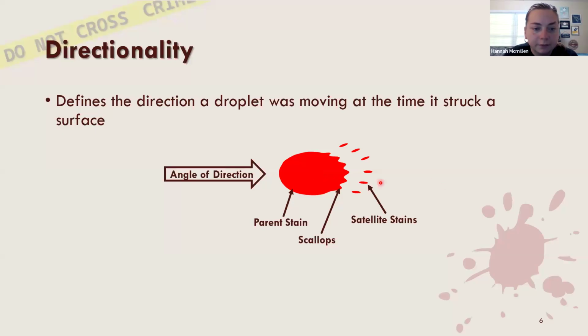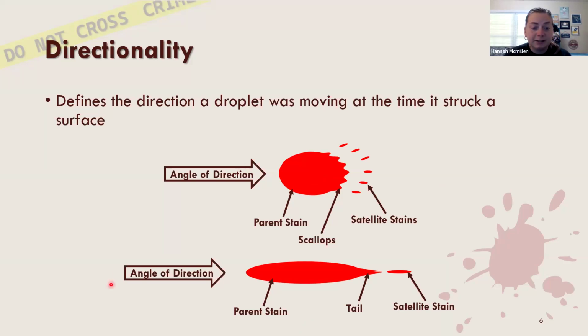So then you can trace back the satellite stains to say, okay, this was all coming from this direction here. Okay. So then looking at a more elliptical stain, it's the same idea. We have our parent stain, and rather than having a bunch of scallops, we'll more than likely just have a tail and one satellite stain. So we follow that satellite stain and that tail back, and that tells you that your blood stain came from this direction.